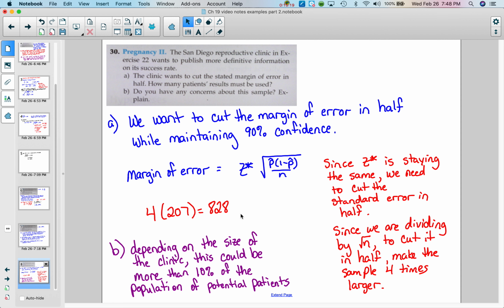So hopefully that helps give you an idea of the details you need to include in your confidence intervals for proportions and all the information that you're going to need to be successful with these problems.